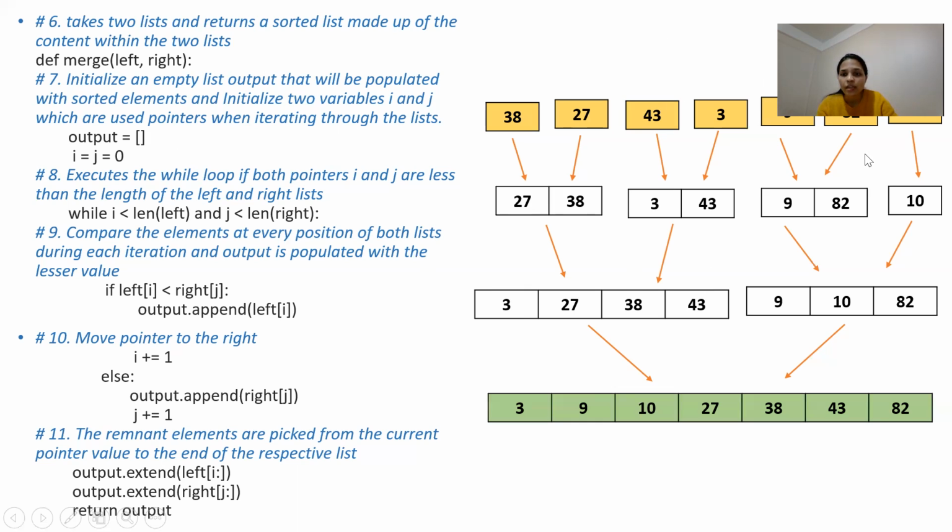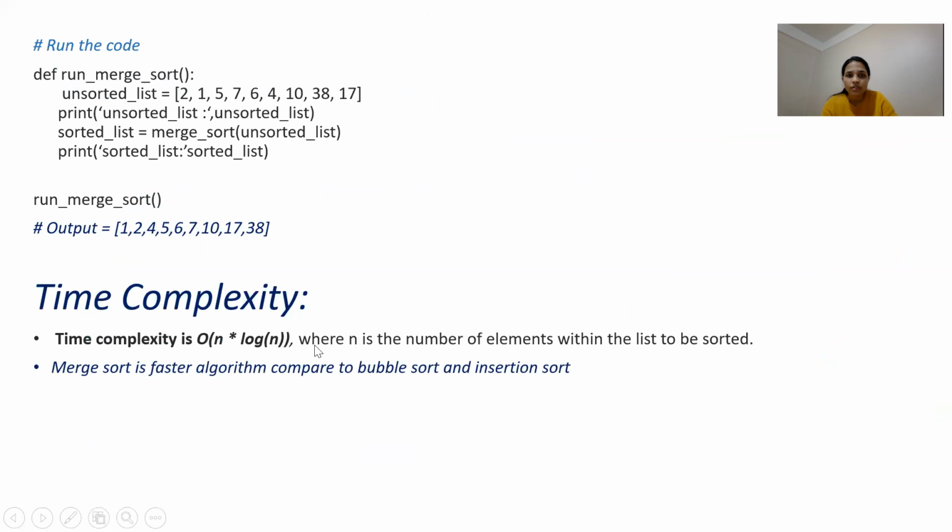Same thing you do on the left side. Once you do that, you get a sorted list. That is 3, 9, 10, 27, 38, 43, and 82. So here you're calling this merge function recursively. This is to run the code.